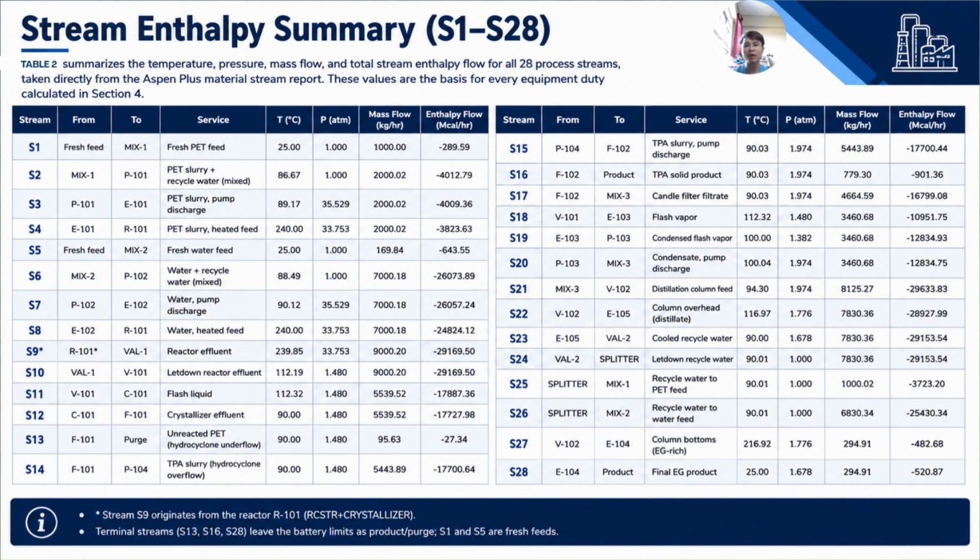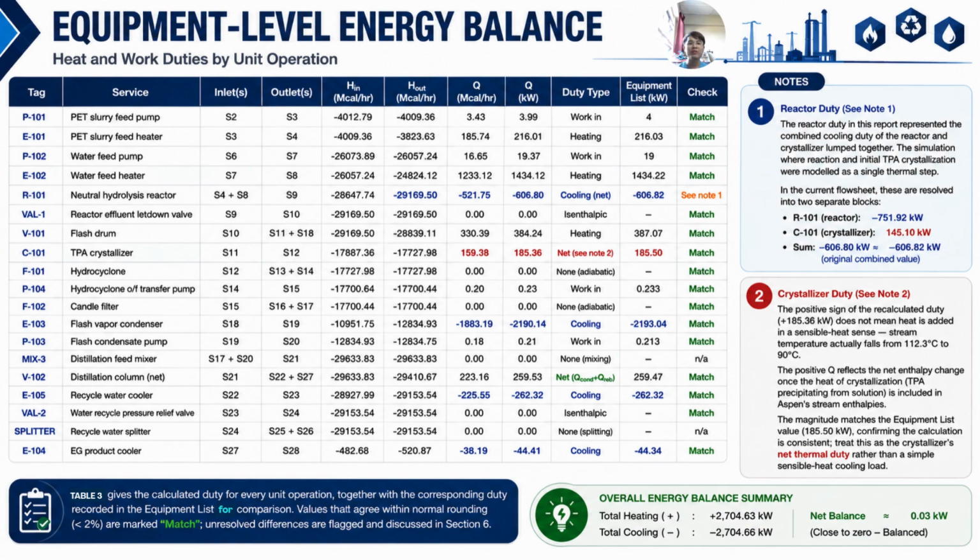I won't walk through every row. This is our data reference. Next, we will build the equipment energy balance from it. This table gives the calculated duty for every unit operation: pump, heater, reactor, separator, distillation column, and so on. Check against our original equipment list.